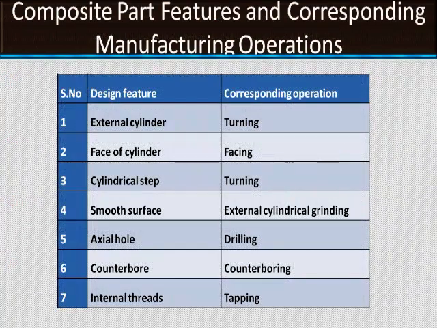You can see in this slide, we have certain features identified. Let us say external cylinder, the corresponding manufacturing operation is a turning operation. Facing of the cylinder, the corresponding manufacturing operation is facing. Cylindrical step, a step turning operation is required. Smooth surface, external cylindrical smoothening operation like grinding. Axial hole, drilling operation is required. Counter boring, its counter boring operation is required. Internal threads, a tapping operation is required.